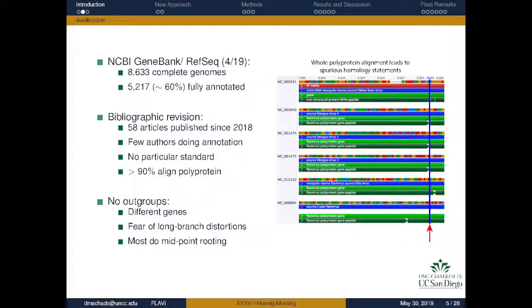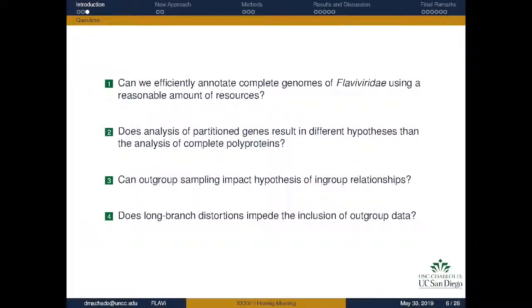This approach, however, is problematic in many ways. For example, the alignment of complete polyproteins may result in nucleotides from different genes aligned to each other, which could be an indication of false homology statements. Furthermore, midpoint rooting may create artificial clades, and the lack of outgroups may hamper the correct assumption of the order of character transformation. Therefore, we asked ourselves 4 questions.